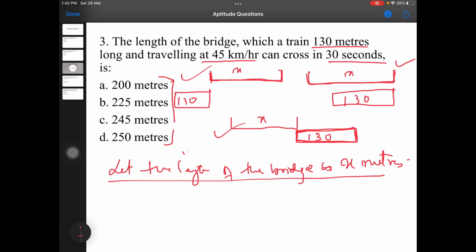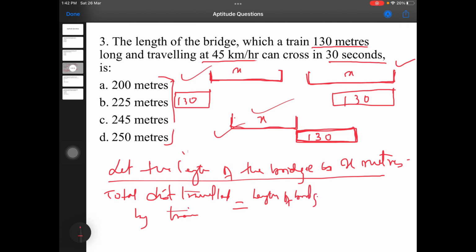So here we have to find the total distance traveled by the train, which will be the length of the bridge plus the distance which is the length of the train. So here the length of the bridge we take as x, and the length of the train is given as 130 meter.